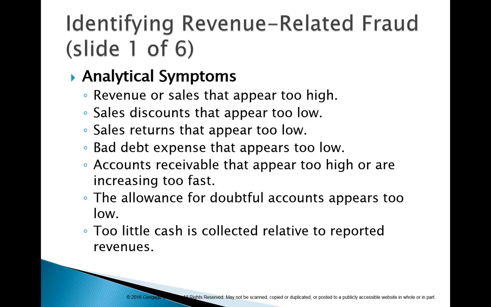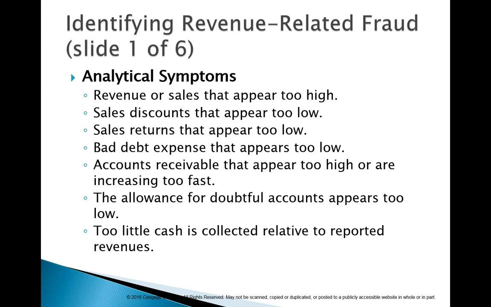Right? So when you see revenue or sales growth that appears to be too high relative to your expectations about what you know about the company, their history, the competition, and the economy, then obviously you would discuss that situation with management. And if they can't give you adequate explanations, then you have to consider fraud as the explanation. So others is when sales discounts appear to be too low.